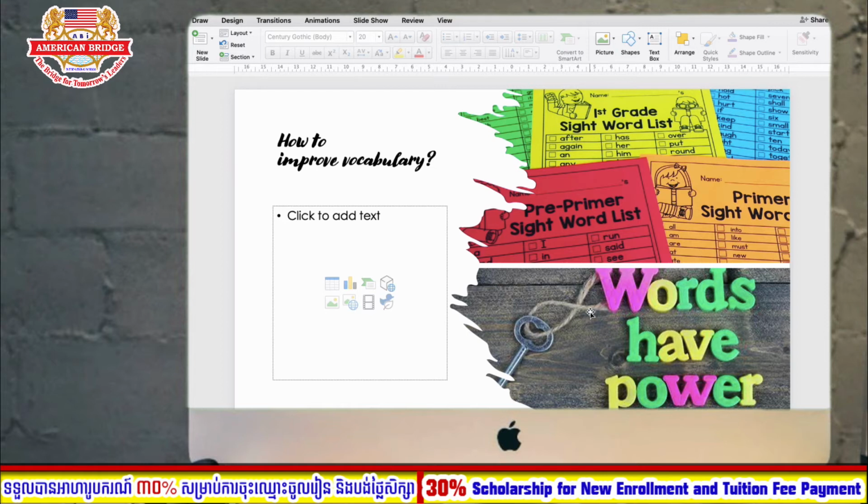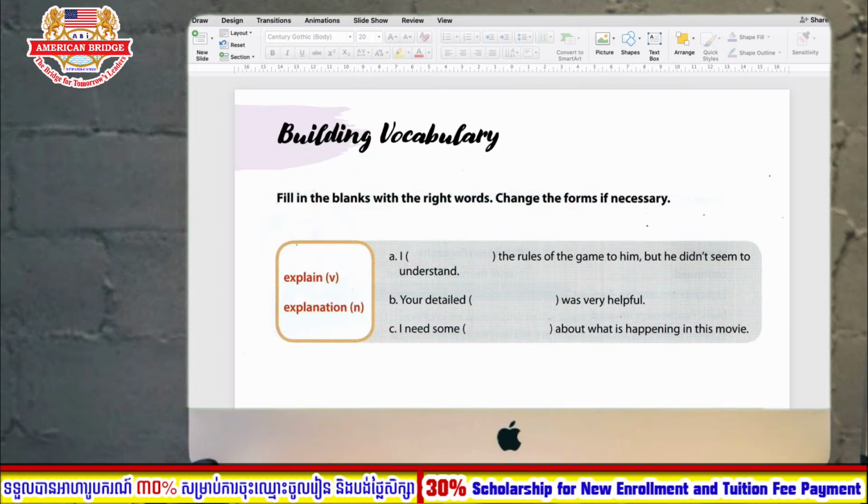You can duplicate it. Now let's move on to our lesson, and our lesson is building vocabularies. In the book on page 56, you will see this type of exercise. So pay close attention to this type of exercise because some students are confused with it. The best way to do all of these exercises is to read the instruction. So if you look at this one: fill in the blanks with the right words. Change the form if necessary.